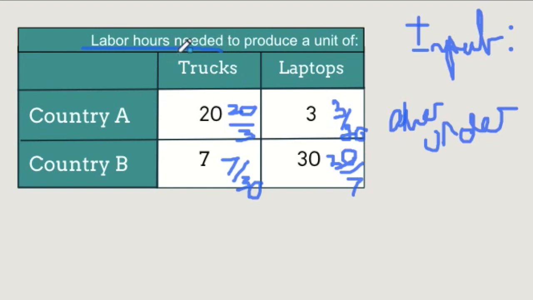In this case, for trucks, we have 20/3 and 7/30. We know that 7/30 is a lower number, so we say that country B should be producing the trucks. And looking at laptops, we have 3/20 and 30/7. Because 3/20 is a lower number, we say that country A is going to produce the laptops.